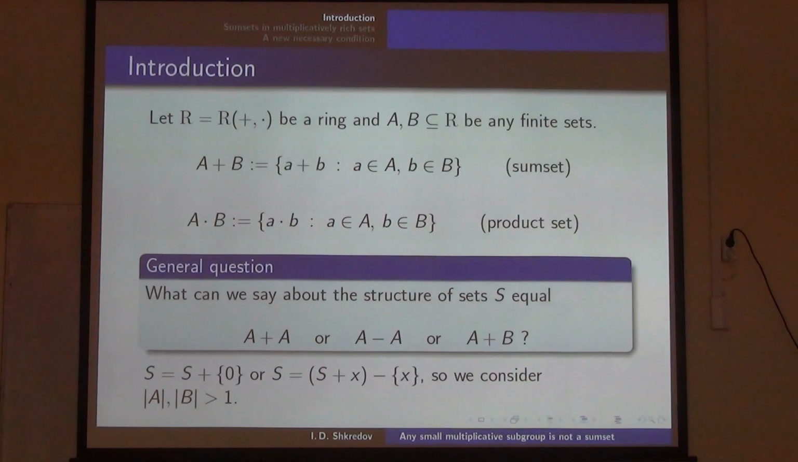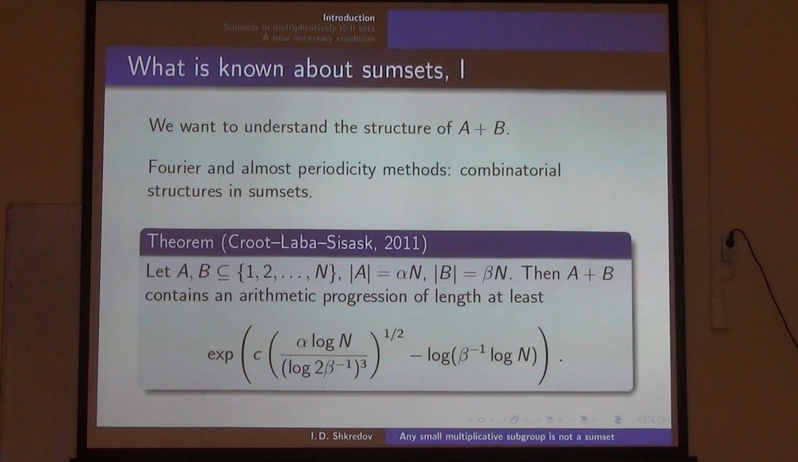So let me begin with a small survey about what is known about sumsets. Actually, we know very little about them, so my survey will be very short. The first type of results is so-called Fourier or almost periodicity results, where we find some configurations in some sense in dense sumsets. There are plenty of such results. I will just formulate a modern, maybe recent result in this direction.